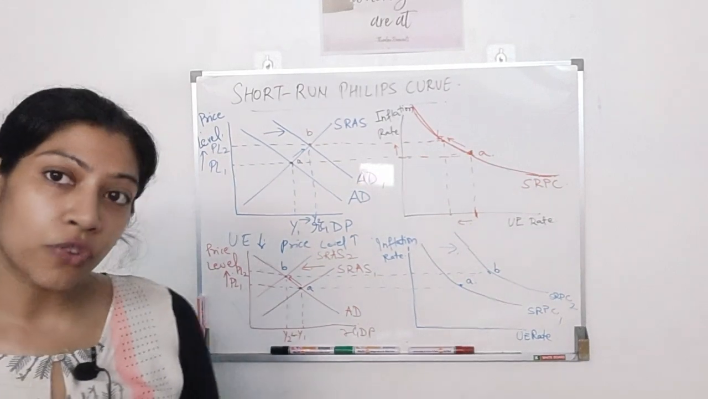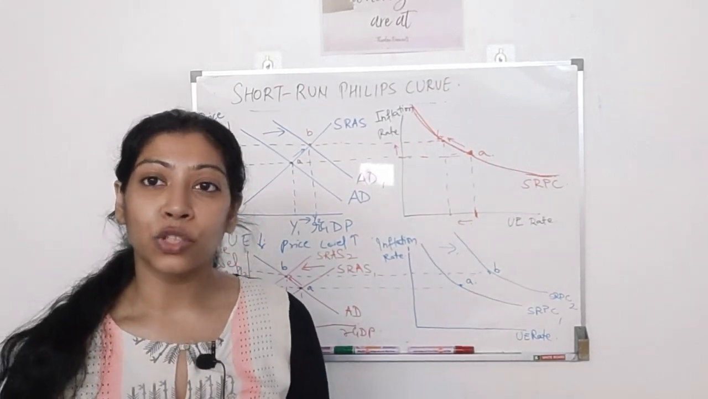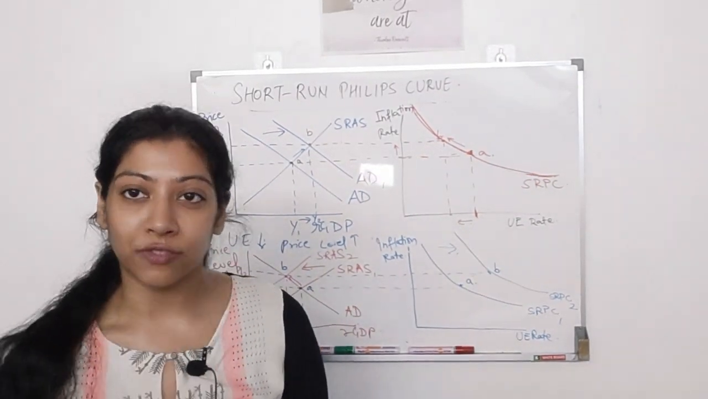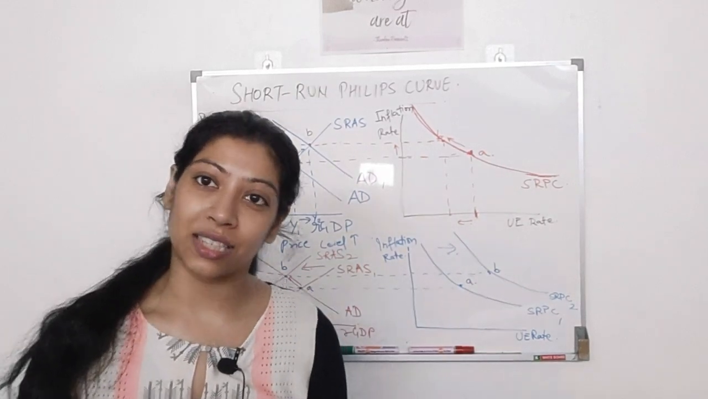So this is about the short-run Phillips curve, but there is also something called the long-run Phillips curve, which we will see in the next video.